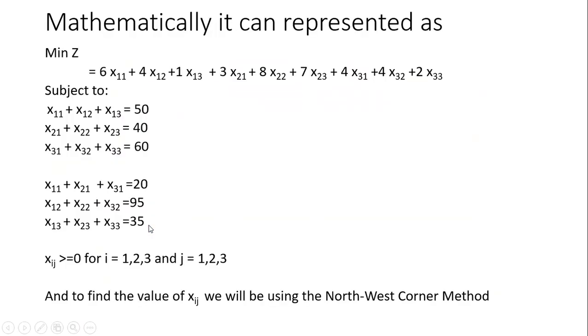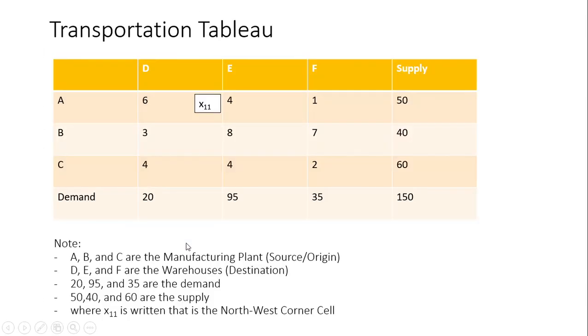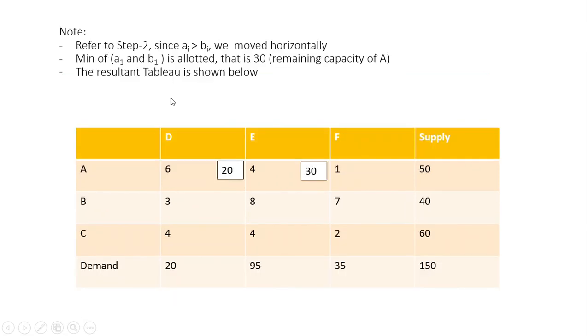Let us again check this condition: A1 is greater than B1, then move horizontally. From here, we move horizontally and come to the next cell. Again, we check the minimum value between Ai and Bi. Then it is 30. This 30 is the remaining capacity of A, because 20 has already been allotted here. So 20 plus 30 becomes 50.